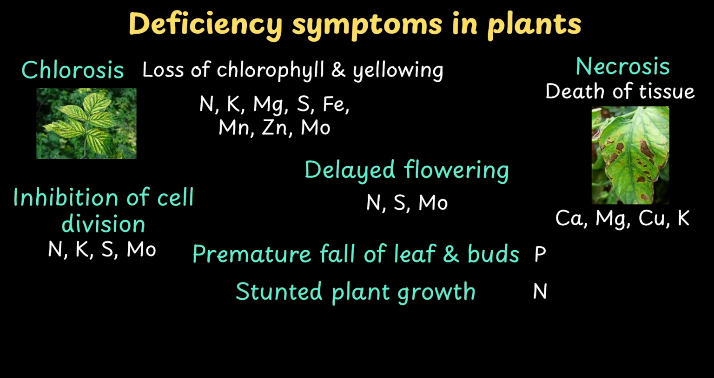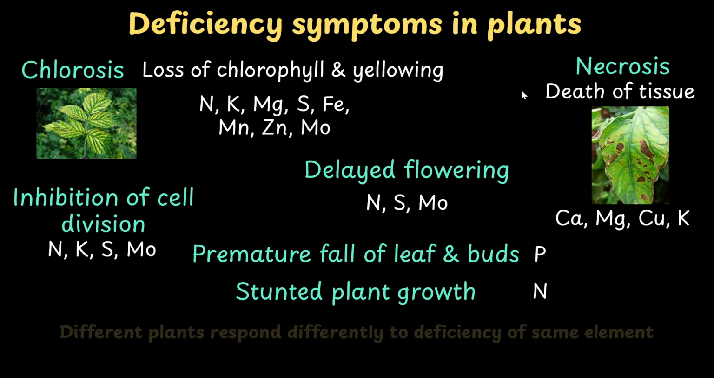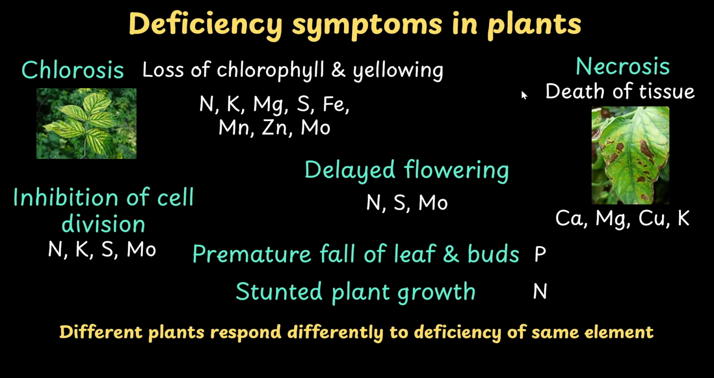You will notice that the same symptoms can be caused by the deficiency of different elements. At the same time, deficiency of an element can cause multiple symptoms. So, to identify the deficient element, we have to study all the symptoms that develop in various parts of the plant and then compare them with a standard table. Different plants respond differently to the deficiency of the same element as well.